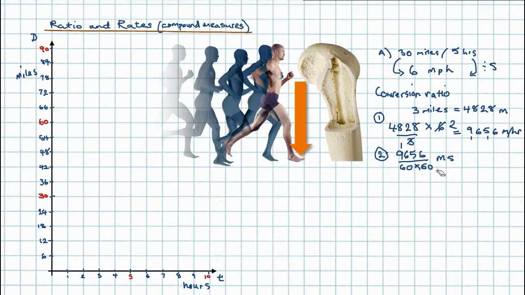Meters per second you'll sometimes see written like that, or we can just use the convention we've been using, which is a / here. So 9,656 divided by 60 and divided by another 60, or you could say 9,656 divided by 3,600. So if I use my calculator, 9,656 divided by 60 divided by another 60 gives me 2.68 and 2 recurring.